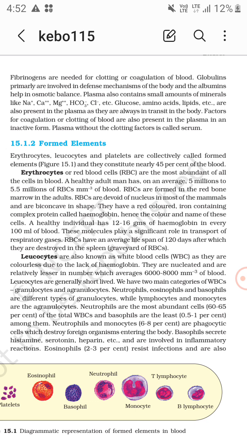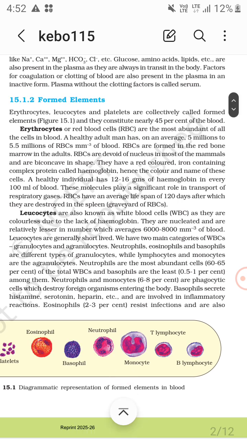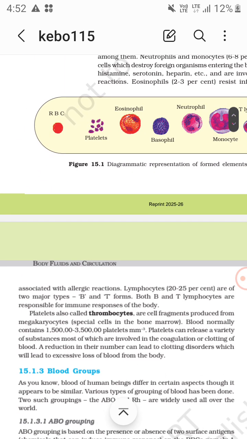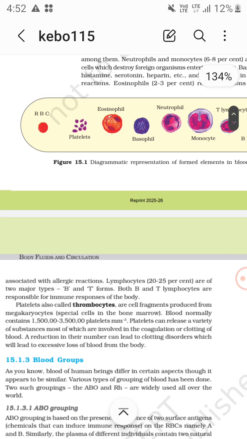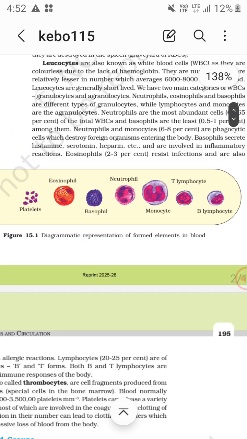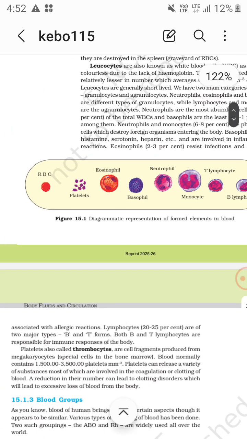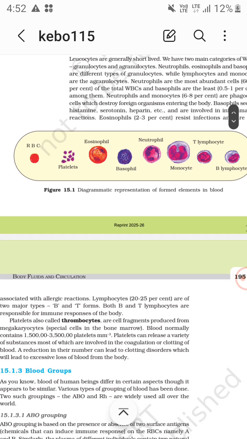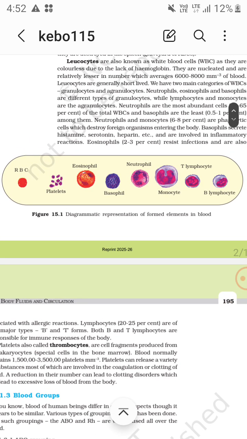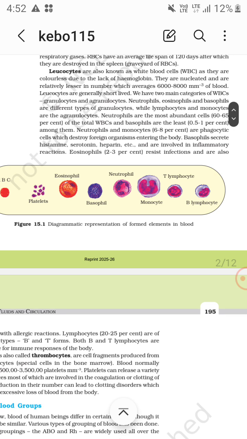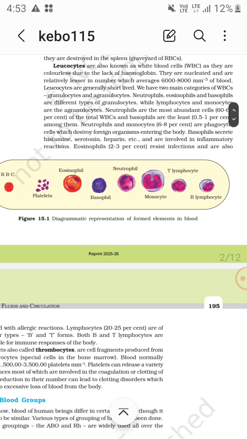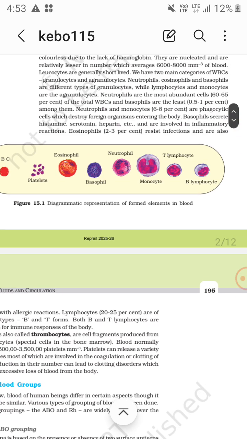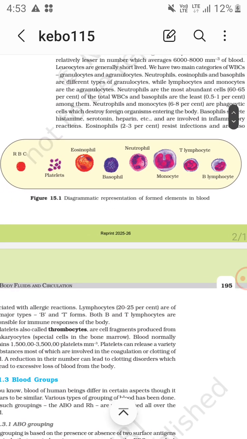Eosinophils, that is 2 to 3%, resist infections and are also associated with allergic reactions. Basophils cause inflammatory reactions, and eosinophils resist them.